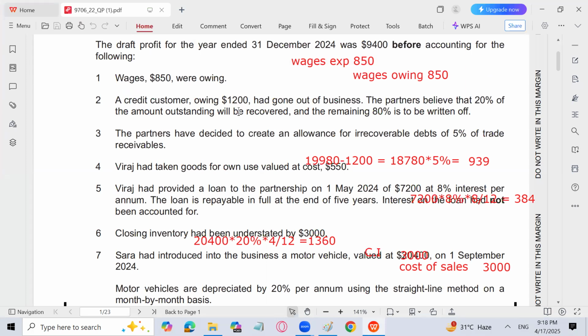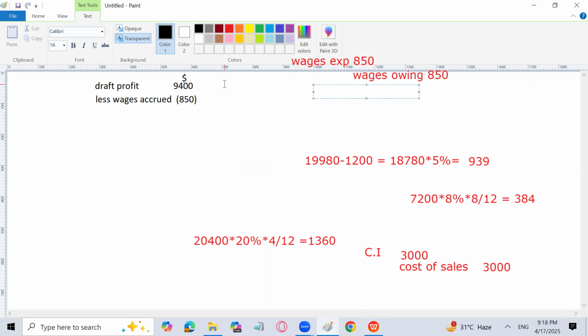Then a credit customer of 1,200 has gone out of business. The partner believed that 20% of the amount outstanding will be recovered and the remaining 80% is to be written off. So you can write that like that. Bank to trade receivable, 20%, 240 will be recovered, and the remaining has become bad debt. So I will write, oh, sorry, irrecoverable debt.